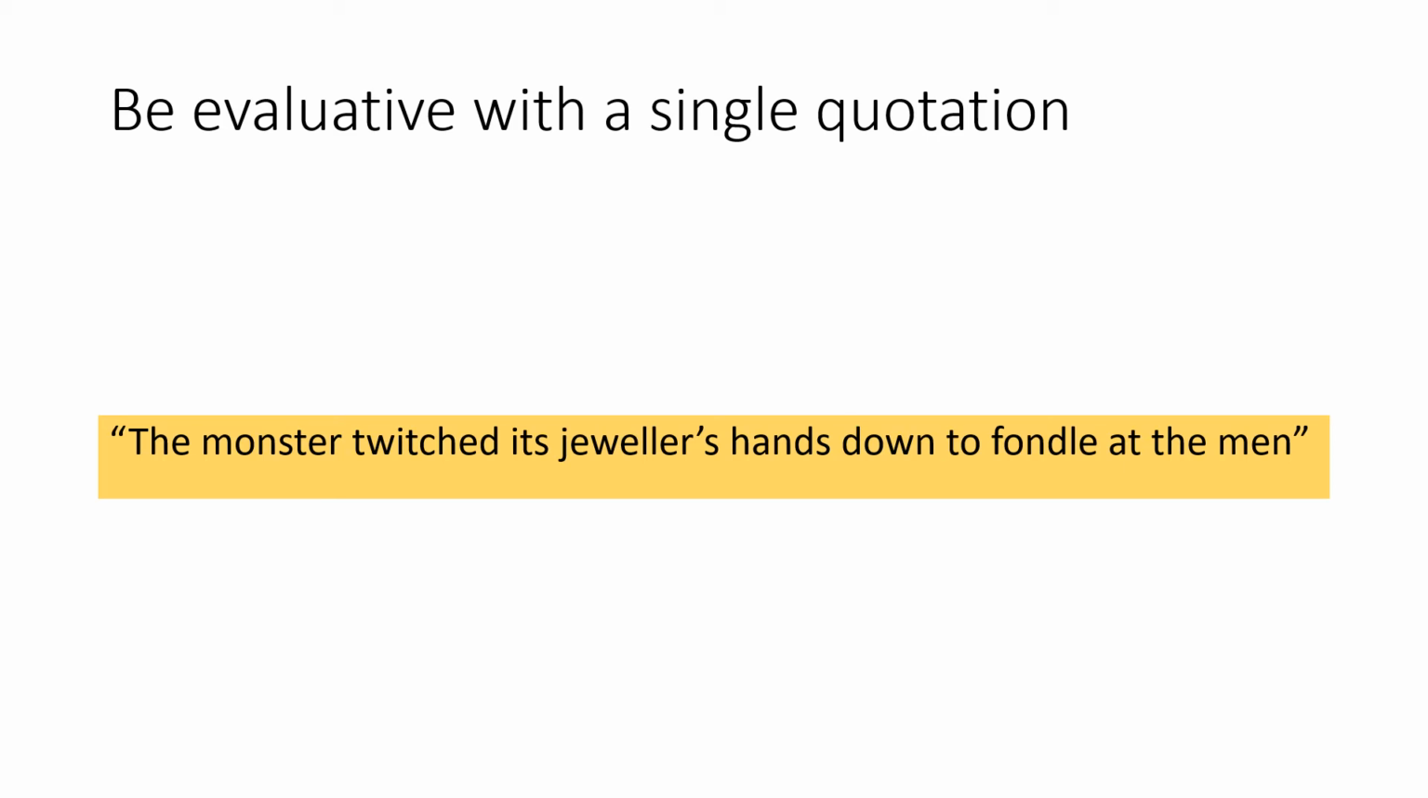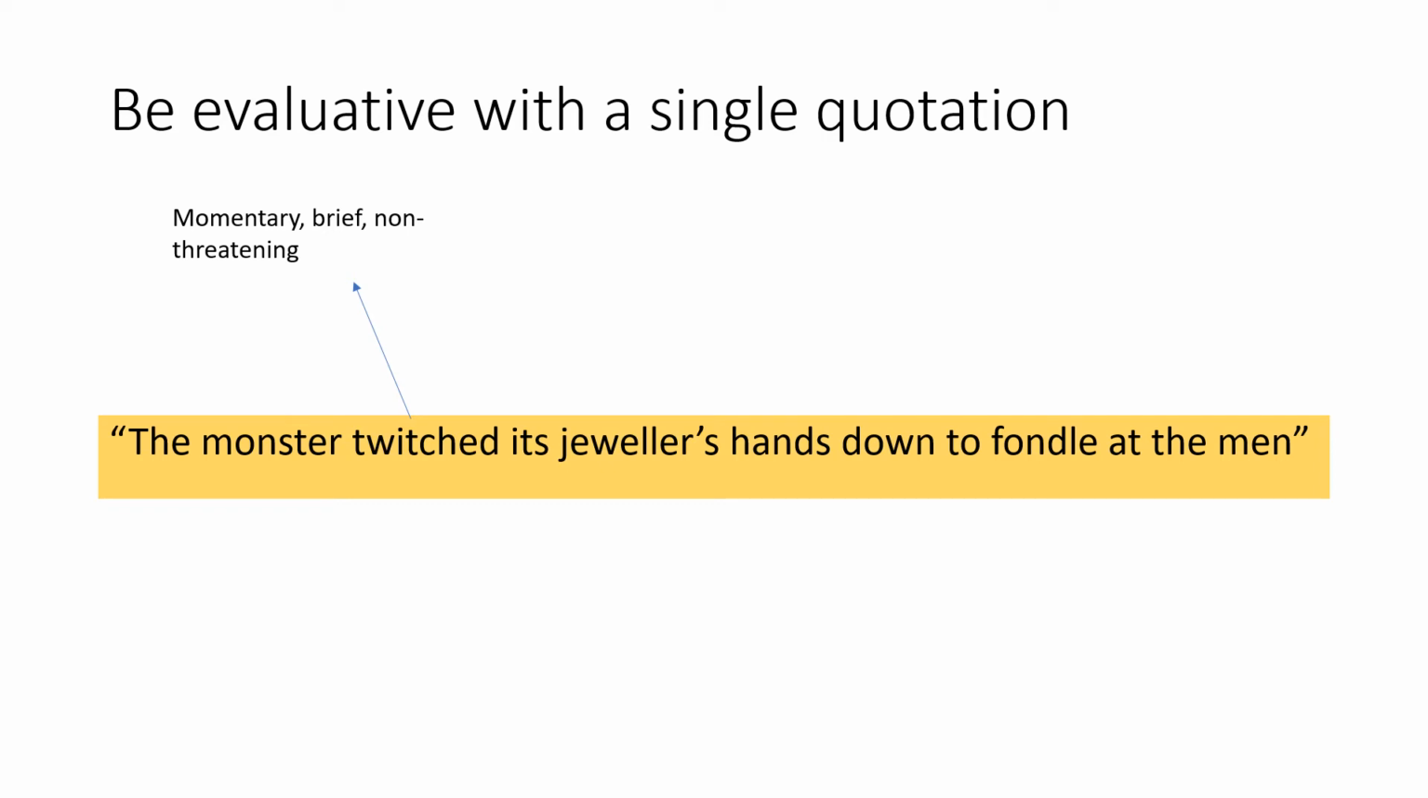And you should be doing this in question 2, and you would also do it in your literature responses as well. If you're looking at a quotation from Macbeth, for example, it doesn't have just one possibility. You can look at a single quotation from different angles. Let's look at this one. The monster twitched first of all.